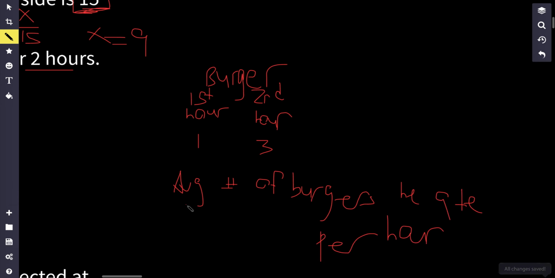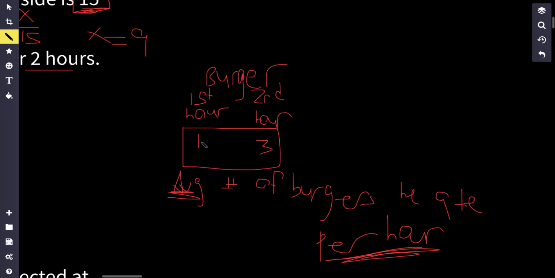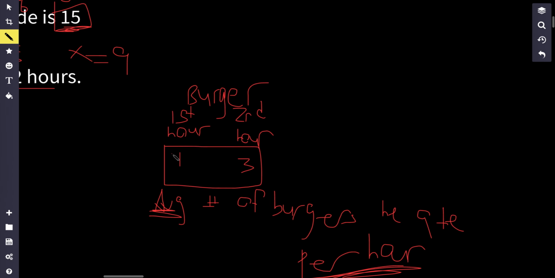Well, simple, right? If we want to find out the average number of burgers he ate per hour, how many burgers did he eat every hour? Well, you would take the total amount of burgers he ate. So in this case, first hour he ate 1, second hour he ate 3. 1 plus 3 is equal to 4. This represents the total number of burgers he ate. And we're going to divide it.